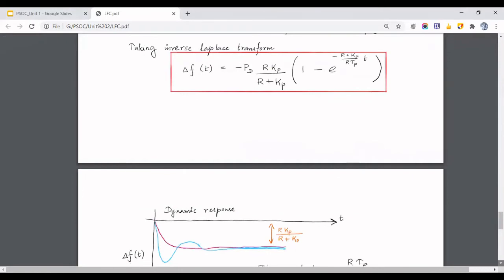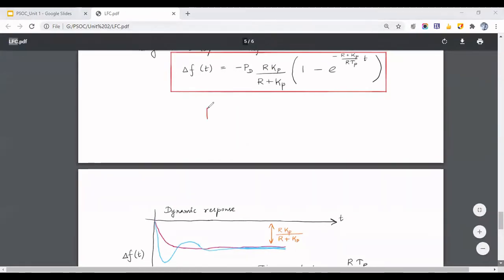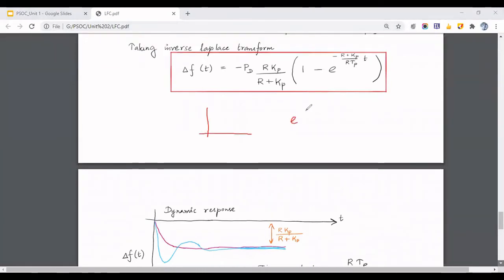So with this, let me draw the graph. Generally, when we draw e power minus at, the plot is going to be this way. That's going to exponentially decrease with respect to time. So this is the plot of e power minus at.